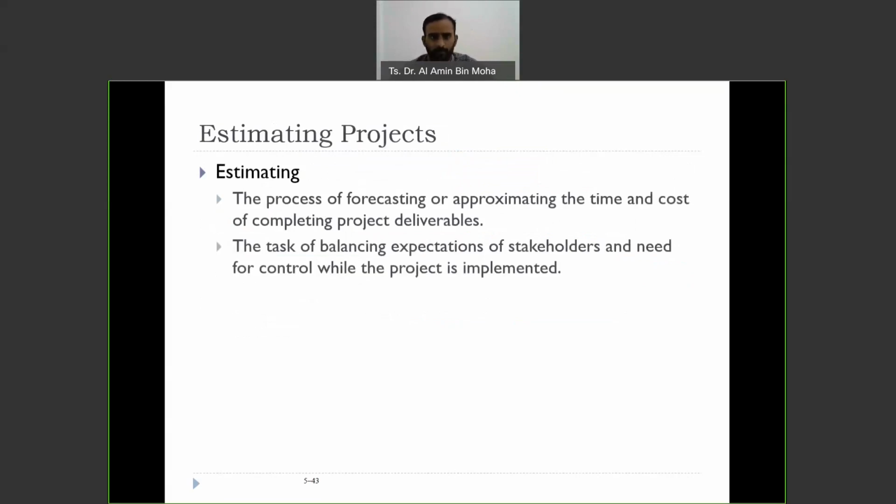So estimating is basically forecasting or approximating the usual time and cost of completing project deliverables. When to deliver, when to accept, when to buy, how much, what's the profit, what's the risk, what's the loss. So everything is about time and cost. So it's about estimating the project's time and estimating the project's cost. And it's the task of balancing the expectations of stakeholders and the need for control while the project is implemented.